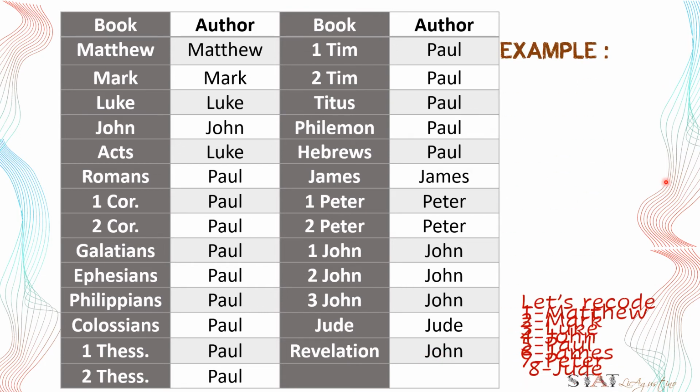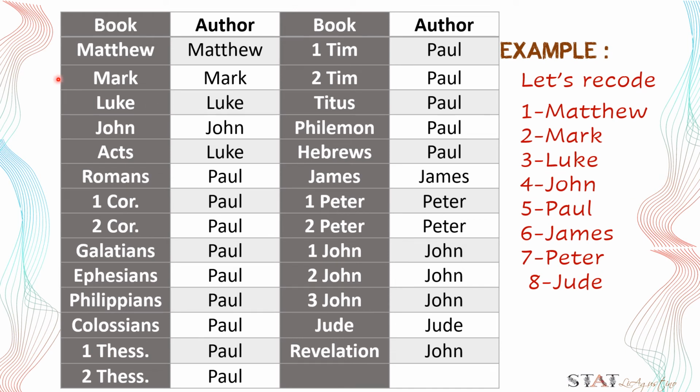So, okay, let's recode. Instead of using these characteristics for the author, we use codes, because we want to know who got the highest occurrences, or what is the mode of the authors of the books in the New Testament. So Matthew is 1, that's the recode. Mark is 2, Luke is 3, John is 4, Paul is 5, James is 6, Peter is 7, and Jude is 8. So for this author, we will recode Matthew as 1. So let's just say that's the number.